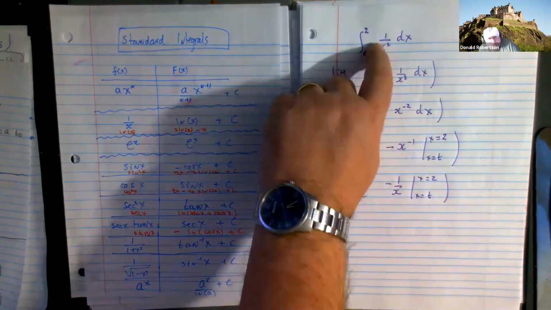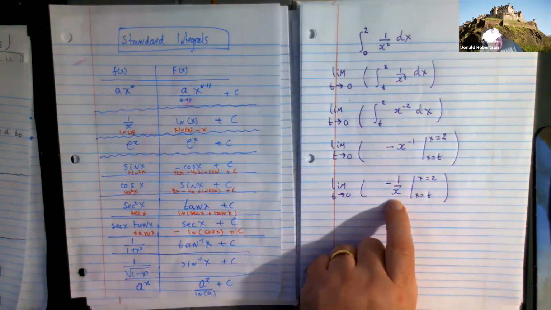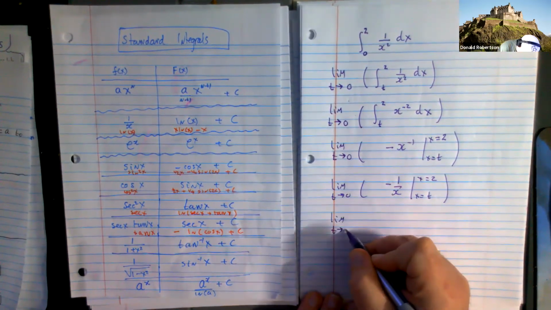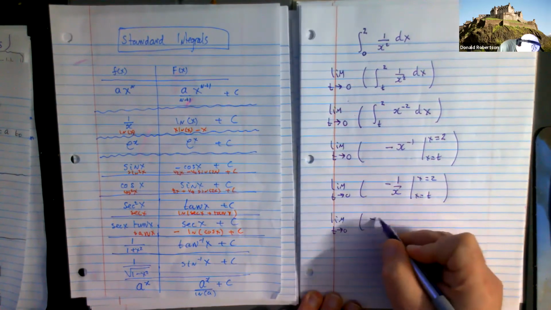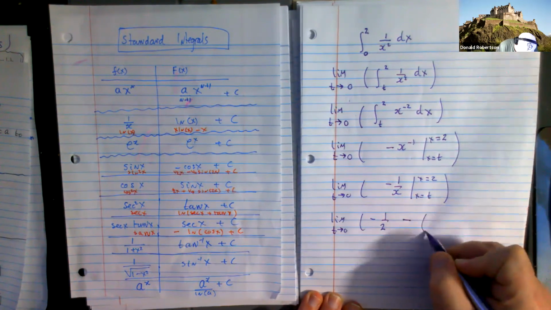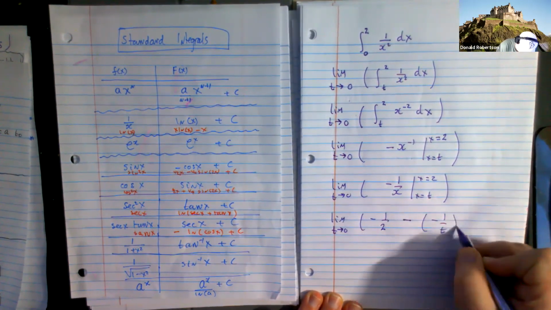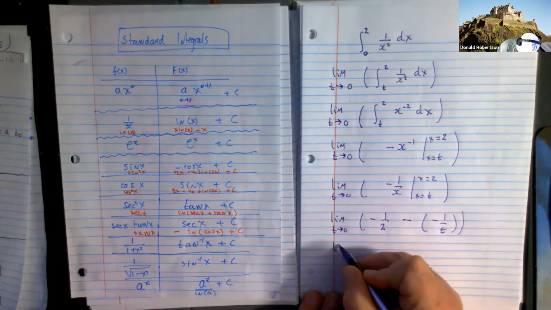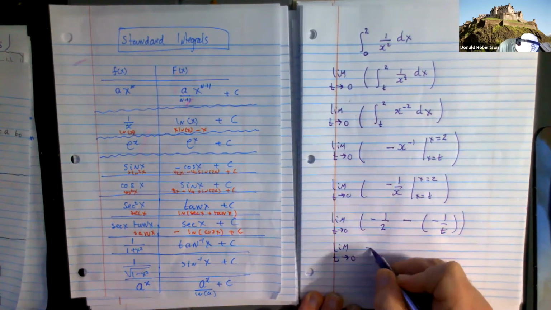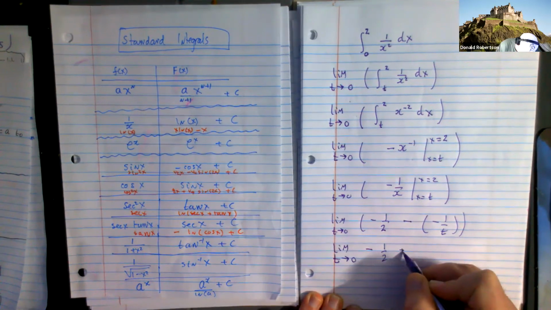You know, the question was a fraction. Try and make your answer look the same. So this is going to be the limit as t tends to 0 of negative 1 over 2, take away negative 1 over t. So that's going to become the limit as t tends to 0 of negative a half plus 1 over t.